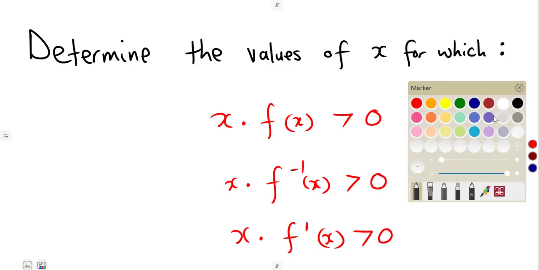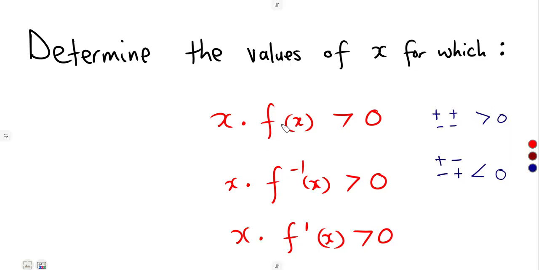And do not forget the critical values, guys, when you are dealing with a normal function such as f of x or its inverse. The critical values will be the turning points, the x-intercepts. We're also going to consider the asymptotes where they are applicable. You must use them, all right?